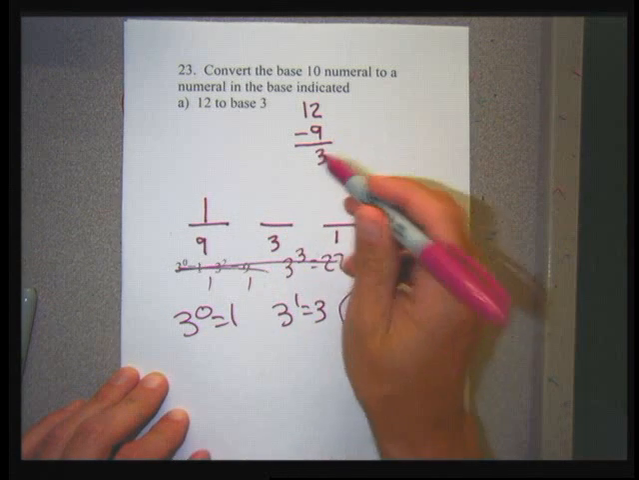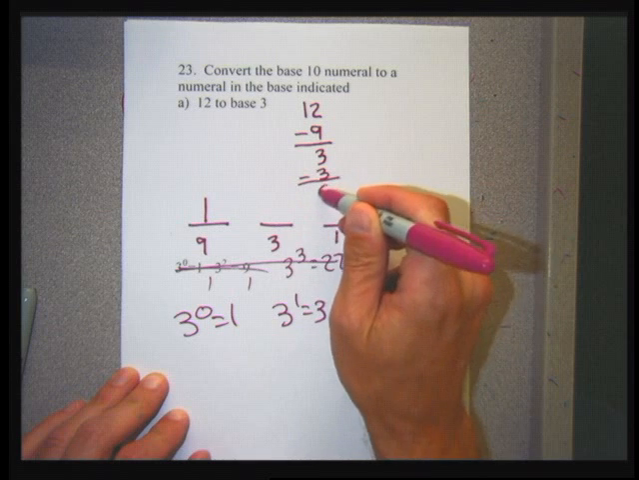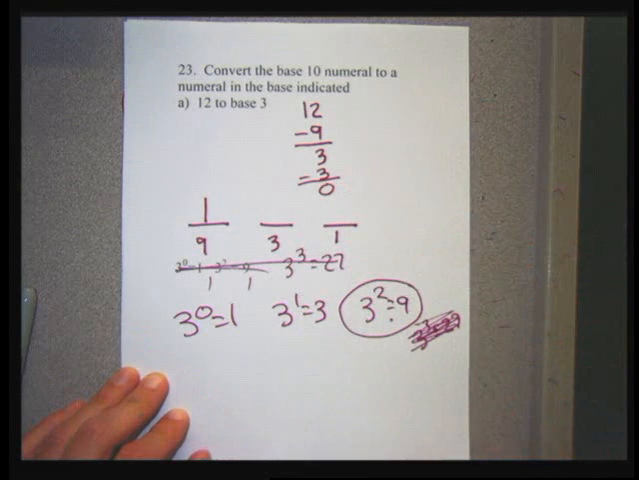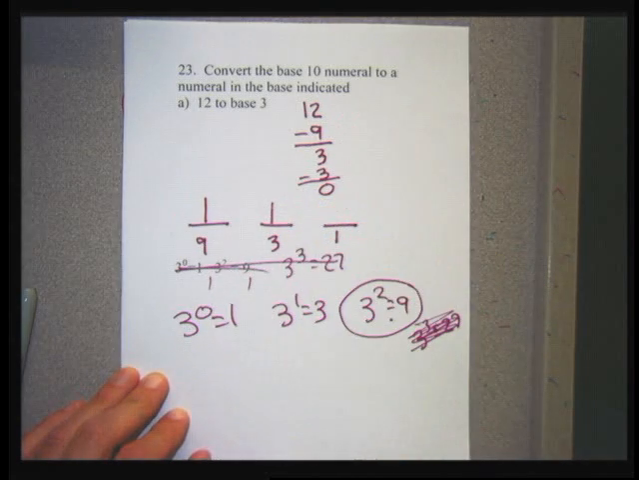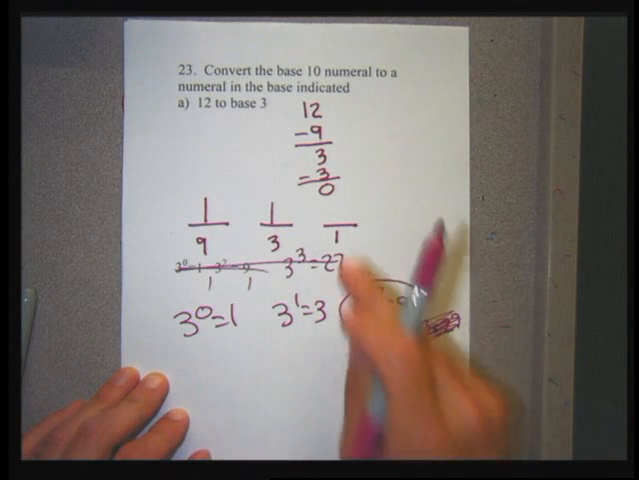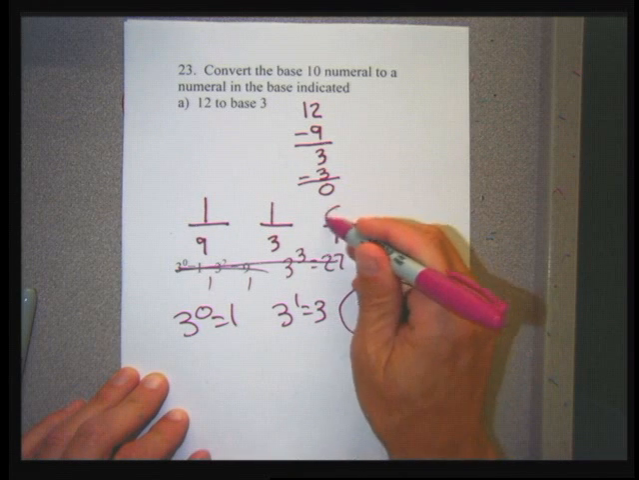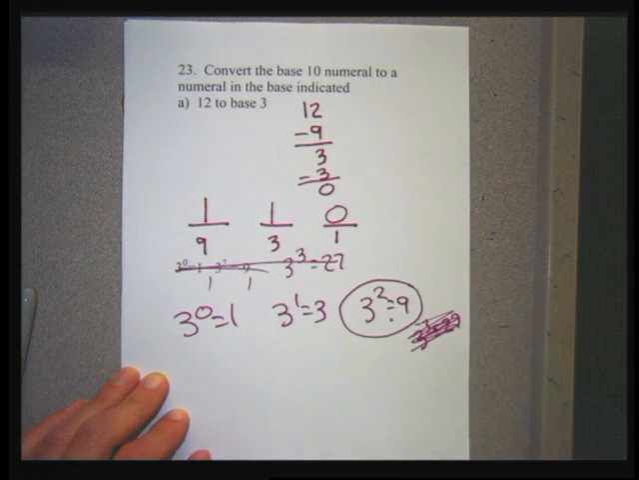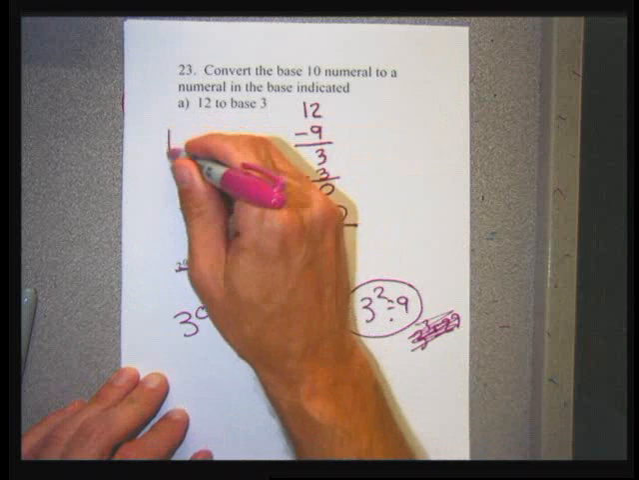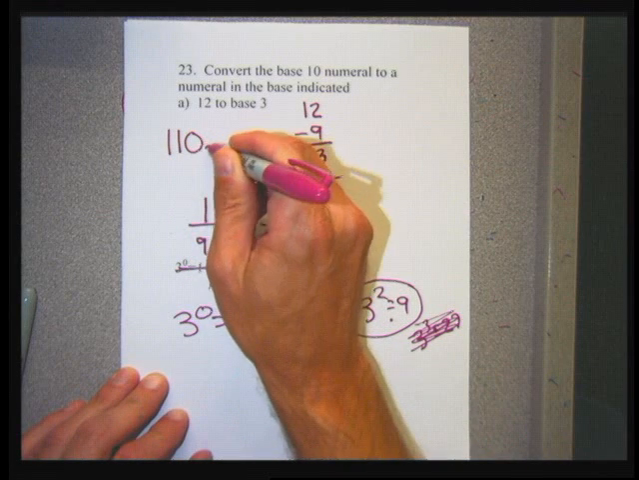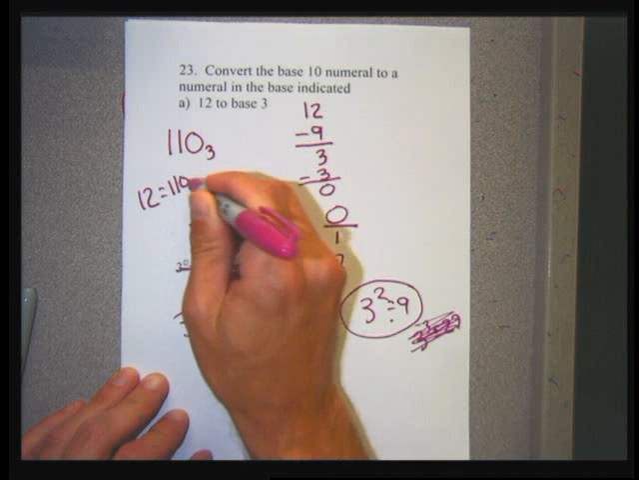Now I go to the next number I'm allowed to subtract. I'm going to start subtracting 3 till I can't subtract 3 anymore. I go 3 minus 3 is 0. If I subtract again, I'd get a negative, so I can't subtract 3 again. I was only able to subtract 3 1 time. I go to my next number, 1. If I try to subtract 1, I'd get a negative, so I can't subtract 1 at all. So 12 in base 3 is going to be 110 base 3. So 12 base 10 is 110 base 3.